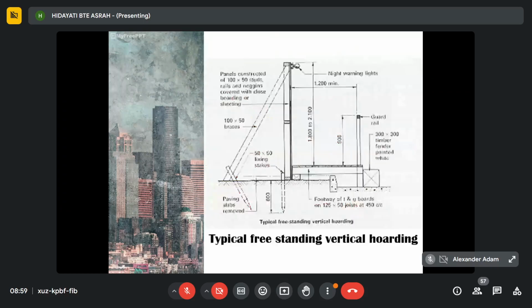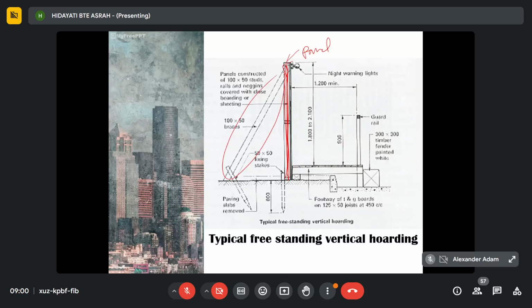So you can see here, this is the typical arrangement of vertical hoarding. It consists of a panel. This is the side view, so you cannot see the panel, but this is the panel actually. This one is the braces. The brace holds the panel so that it is always in vertical alignment.